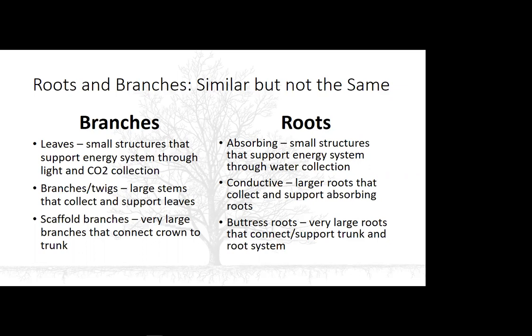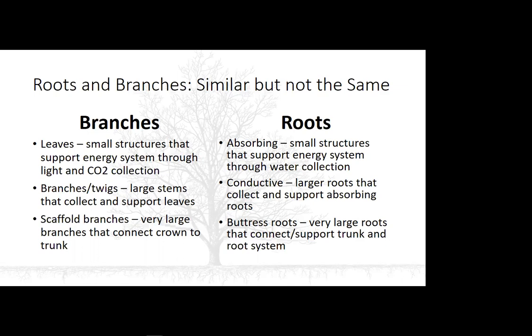In the canopy, we can start with the leaves, which are small structures that support the energy system. This is where photosynthesis takes place, and leaves are temporary collecting structures. They collect light and carbon dioxide to support photosynthesis, but they are lost, whether it's an evergreen or what we would more commonly call a deciduous tree. They do lose those leaves at some point in their life.